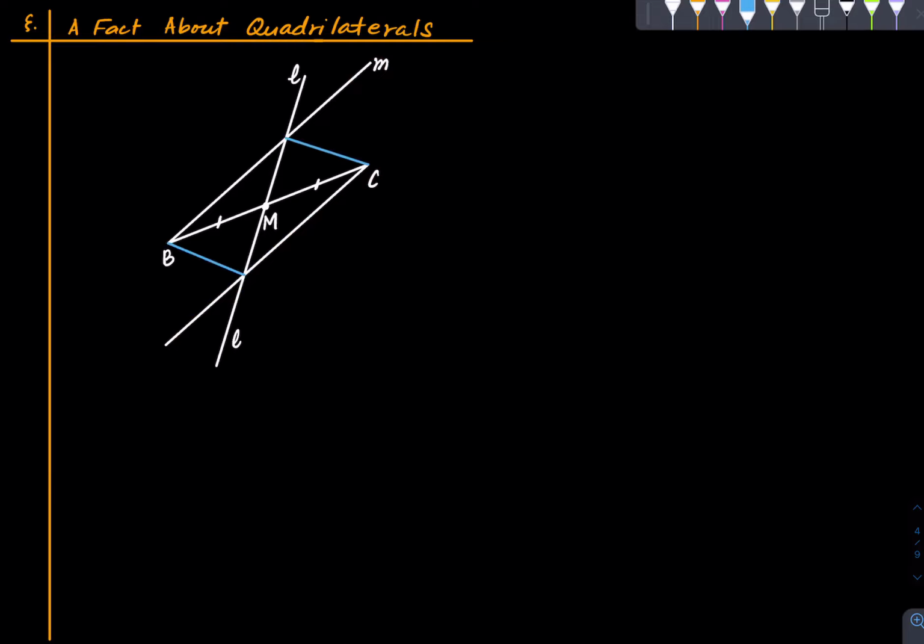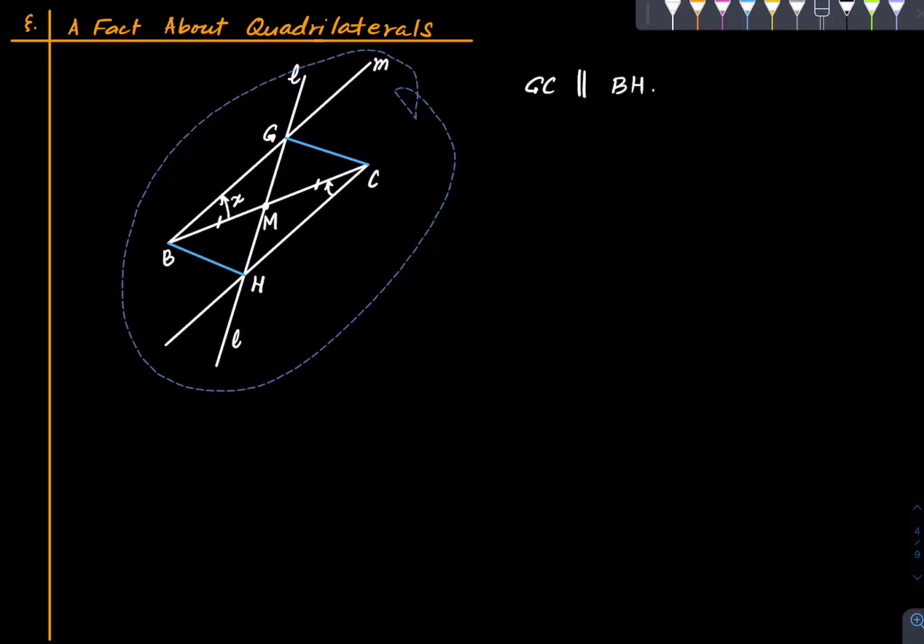So this is some construction, and now we get a quadrilateral. Let's call this point G and call this point H. Then what we want to prove is that GC is parallel to BH. We had constructed these two lines as parallel, but it turns out that these two are also parallel. And it's a very simple exercise in congruency. So let's say this angle is x. Then what is this angle? This angle is also x. Maybe let me magnify everything.